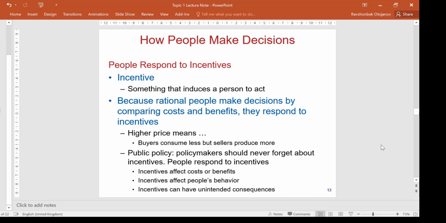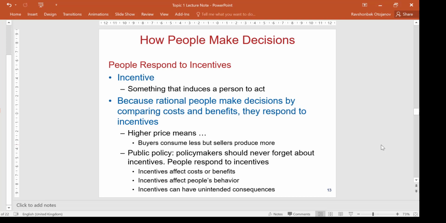For example, when the prices are increased, consumers consume less, but sellers produce more. So this is a classic example of response to incentives. Think of gasoline, the petroleum. When the prices are higher, fewer people drive, there is more incentive to take public transport or to cycle or walk to work, for example. But the sellers have an incentive to produce more because it's more profitable now to produce gasoline or even switch from other fuel types, for example.